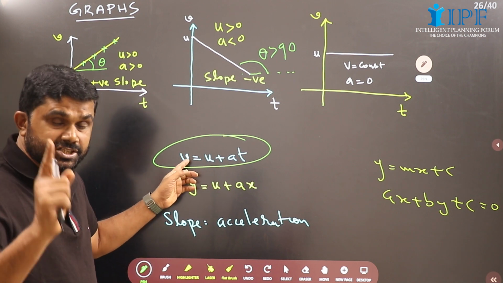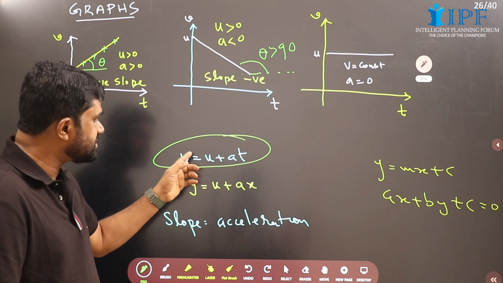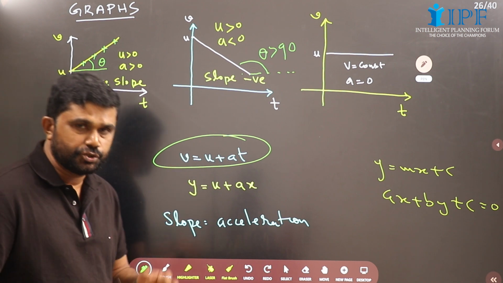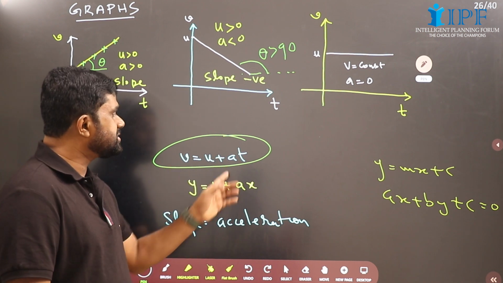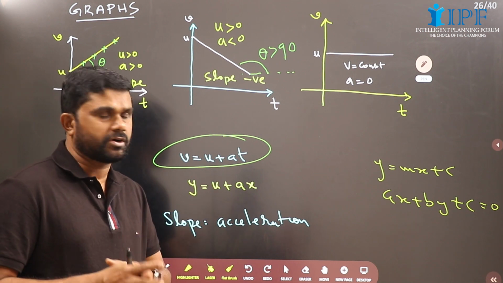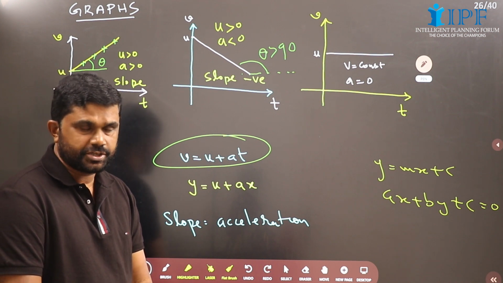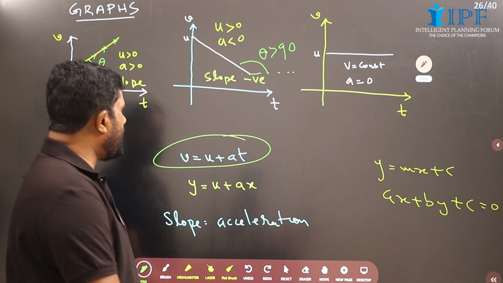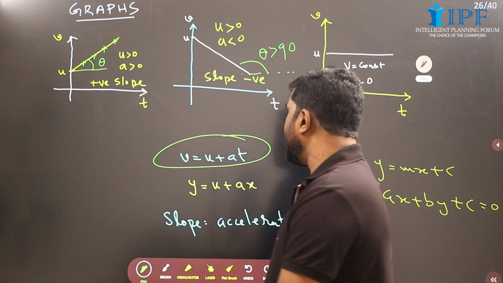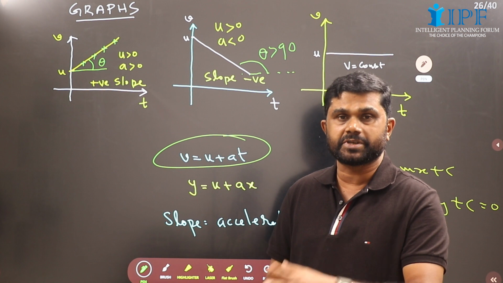U is the initial velocity. Once the motion is started, it cannot be changed, meaning it is a constant, so I have written it as u itself. Then plus a, here the body moves with constant acceleration, so a is constant, and t is the quantity plotted along the x-axis, so it is to be replaced by x. So we have got y equal to ax plus u.